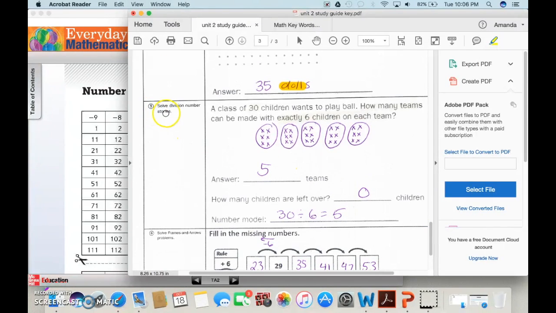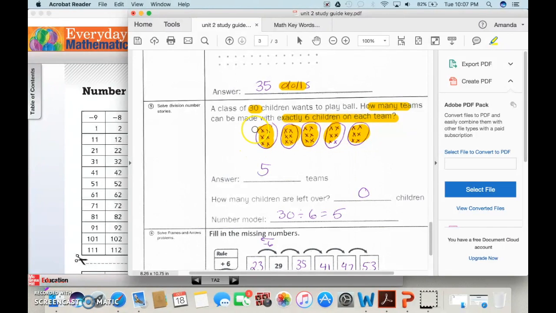Moving on to number 5. A class of 30 children wants to play ball. How many teams can be made with exactly 6 children on each team? So this is another tricky problem. So what I started to do is I made my 6 players on my one team. Then I made another 6 players, so that's a total of 12. Another 6 players, another 6, and another 6, until I got to 30 total players.